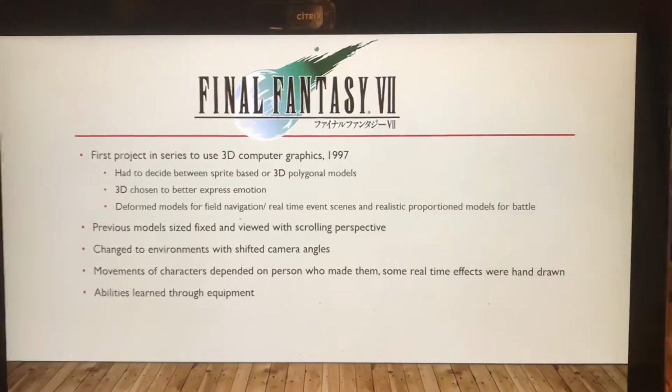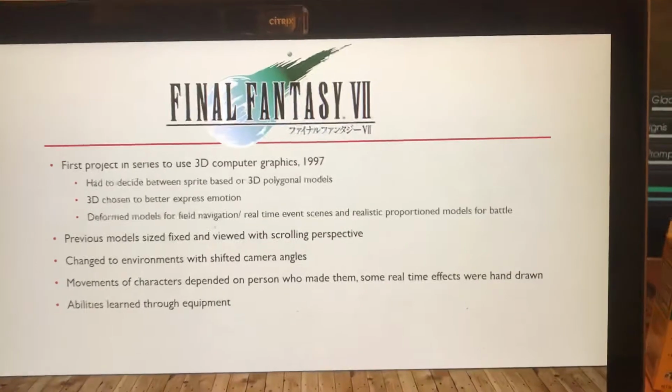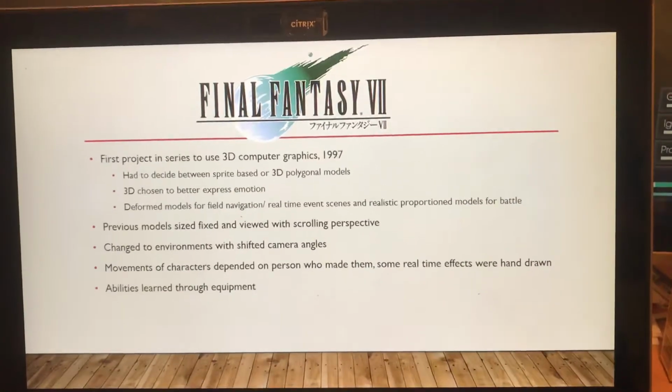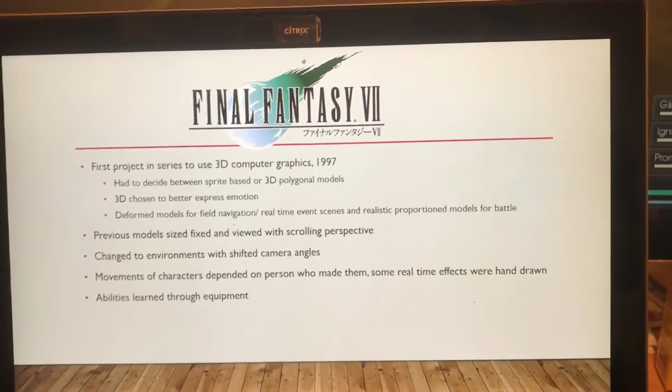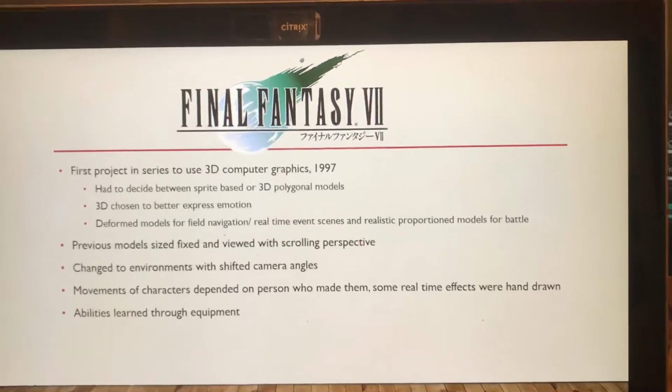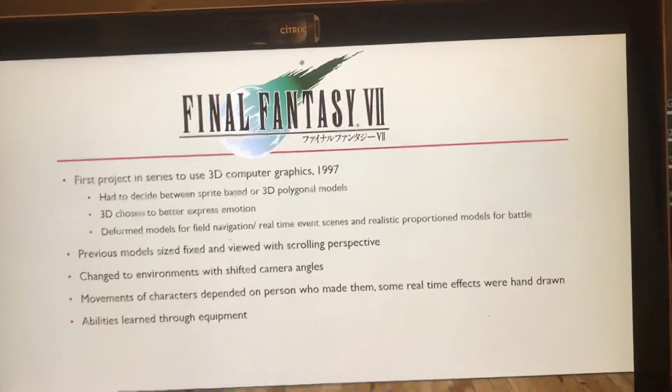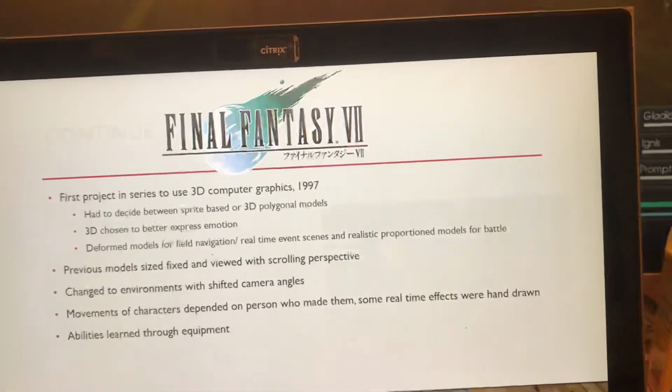With the previous models, the sizes were fixed and filled with a scrolling perspective. But with the introduction of 3D models, they are able to change the environment scenes by shifting the camera angles. The movement of the characters depended on the person who made them, and some real-time effects were hand-drawn, and abilities were learned through equipment such as materia.